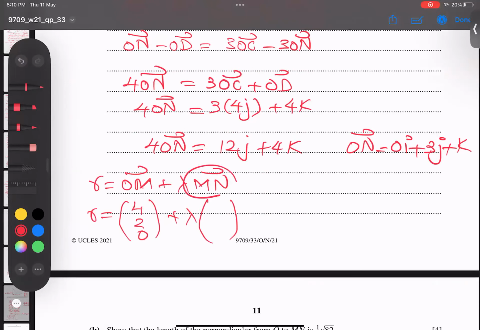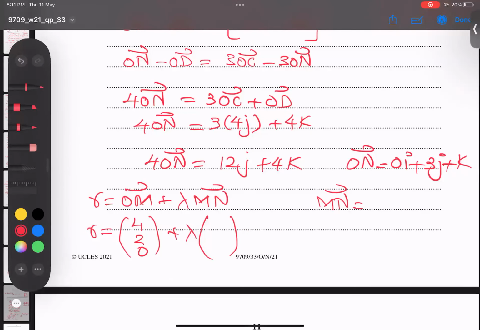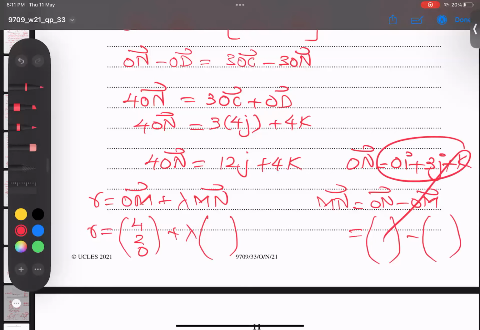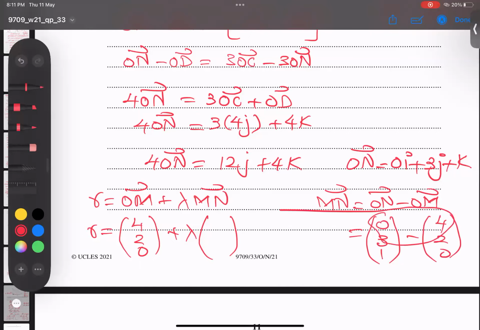Now, how do we get MN? You are all familiar with it, and I will apply the same technique. MN is ON minus OM, so two vectors are subtracting. ON is (0, 3, 1) and OM is (4, 2, 0). And 0 minus 4 gives minus 4.